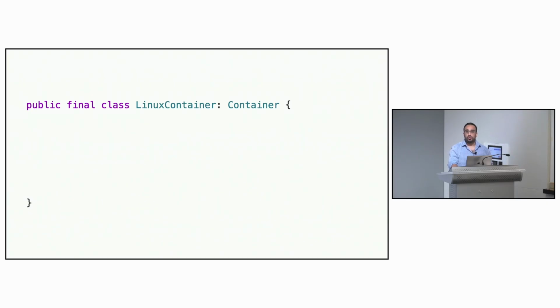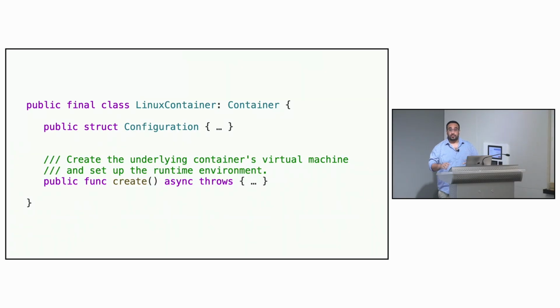Linux container, which conforms to a container protocol. For those new to Swift, a protocol is very similar to an interface in other languages. To be able to define a Linux container in our code, we need some configuration so the container knows what it looks like. And then we can finally create the underlying container's VM. You'll notice an async throws here in the function signature. Briefly, that's a way in Swift to handle async programming and error handling, and we'll talk more about that later. For now, let's take a look at some of the virtualization code that helps actually create a container.